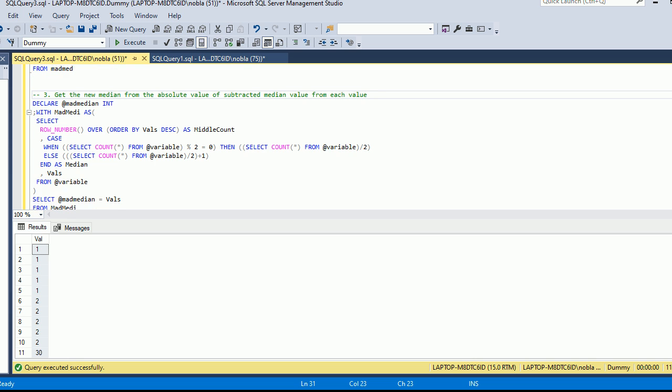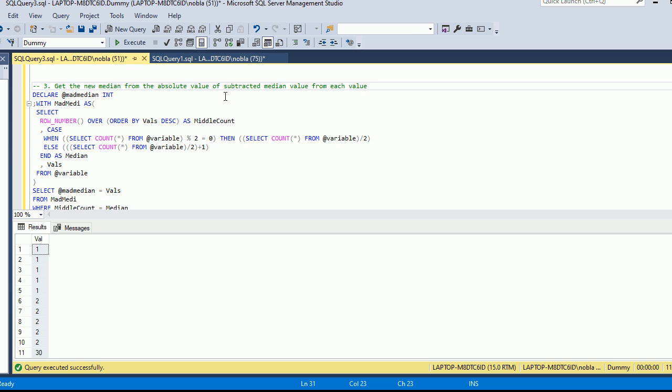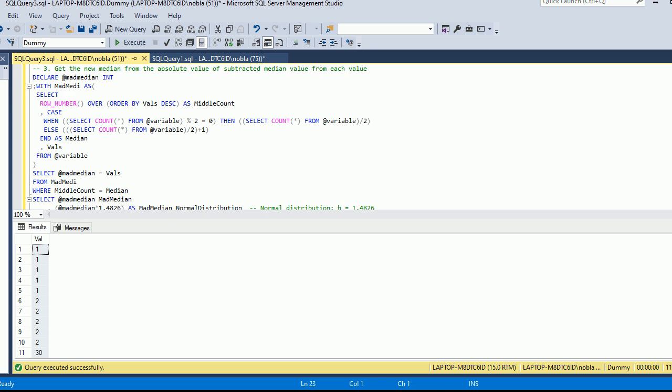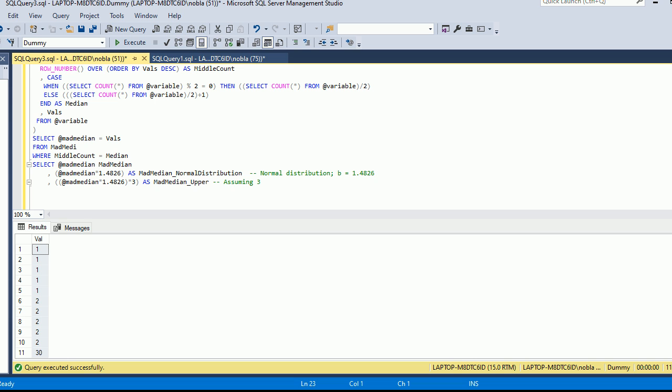And once we're done with that, we're going to get the new median from the absolute value of subtracting the median value from each value, okay? So now we're going to get the median value of this table right here. We want to get the median value of this variable table. And if we look at that, we get the median, and this is where having a little bit of knowledge of statistics is going to be what determines that.